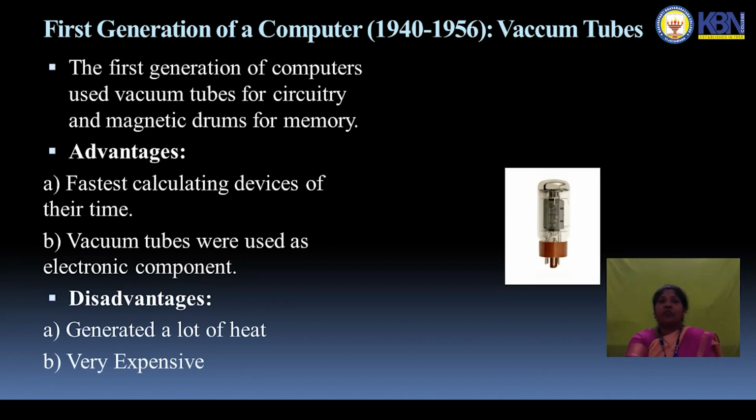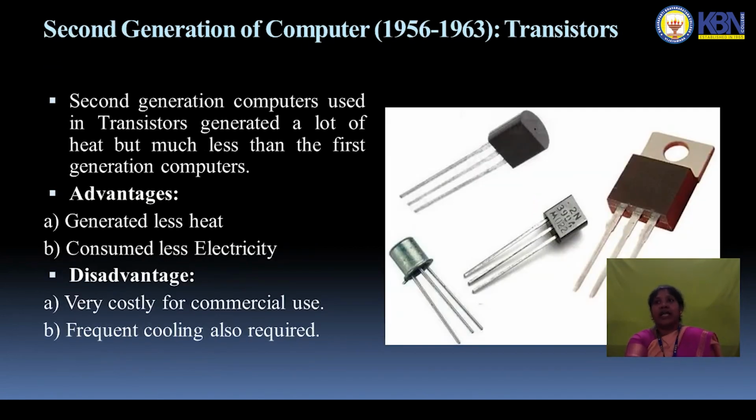Now the advantage of first generation computers: they were the fastest calculating devices of that time. Vacuum tubes were used as the electronic component in that time. Then we have disadvantages of the first generation also. They generated a lot of heat. By using these vacuum tubes, you get high temperature, called heat. That heat causes blasting of these vacuum tubes. After a vacuum tube blasts, we should change it. This is a disadvantage for us, and it is very expensive. Every time we get a vacuum tube, it is expensive to us.